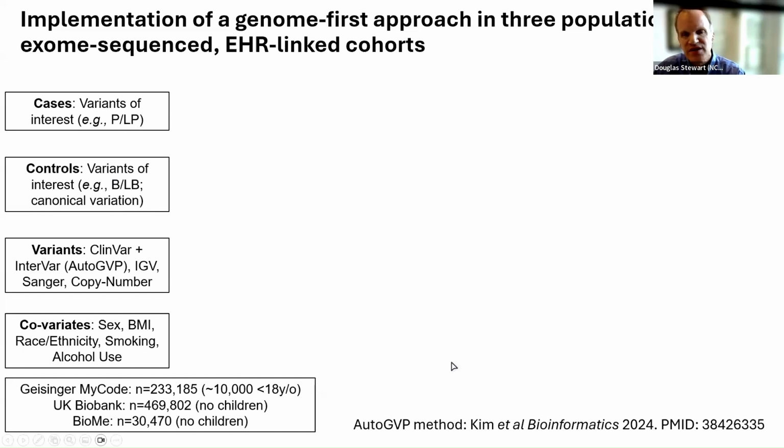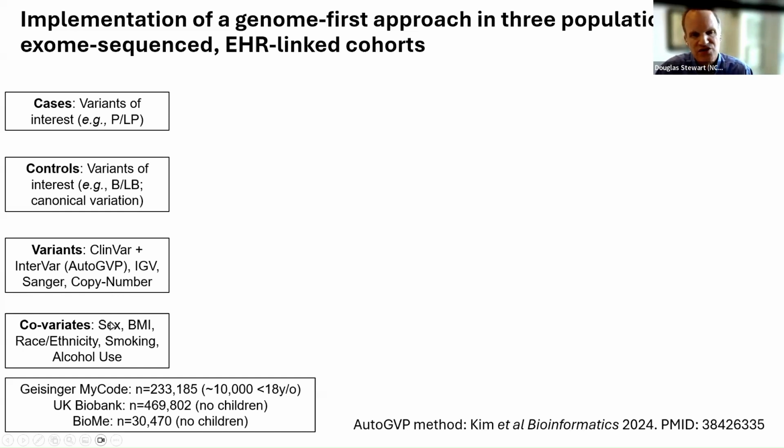I mentioned AutoGVP here, which is a reference down here with the PubMed ID. This is a tool that's developed by my group that permits classification of variants using both ClinVar and InterVar, and it has a hierarchical system of how it weighs classification schemes. It's been a very useful tool for us. And then, of course, we also use IGV and occasionally Sanger confirm things and also look at copy number.